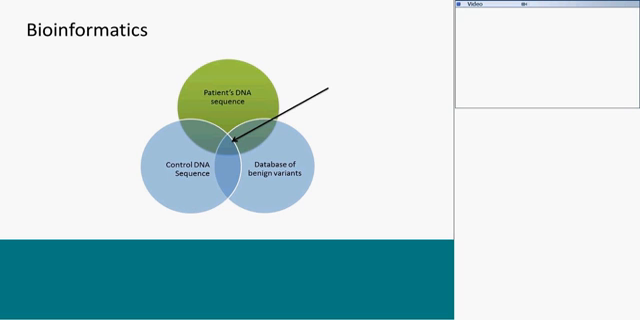Part that is actually very complicated is the bioinformatic part. The bioinformatic part is that now that we have the DNA sequence or the exome sequence from the patient, what do we do with that? We have to compare this to many different databases that have information about genetic diseases, about those benign variants, those controlled DNAs.